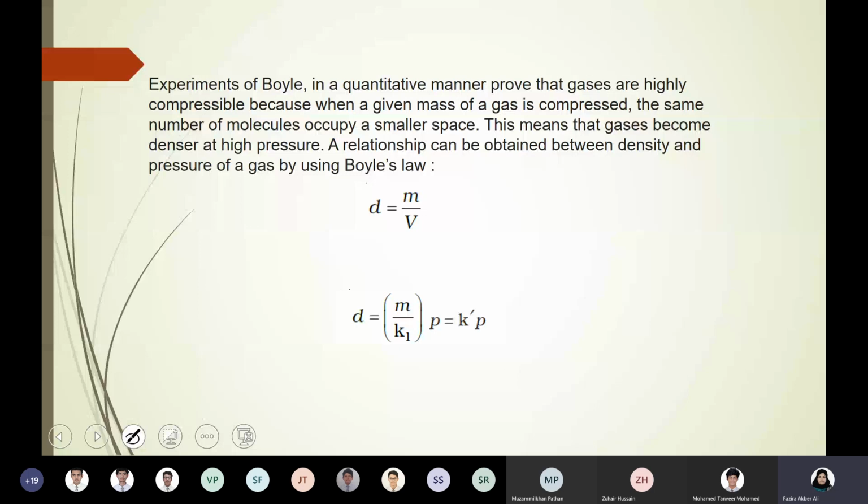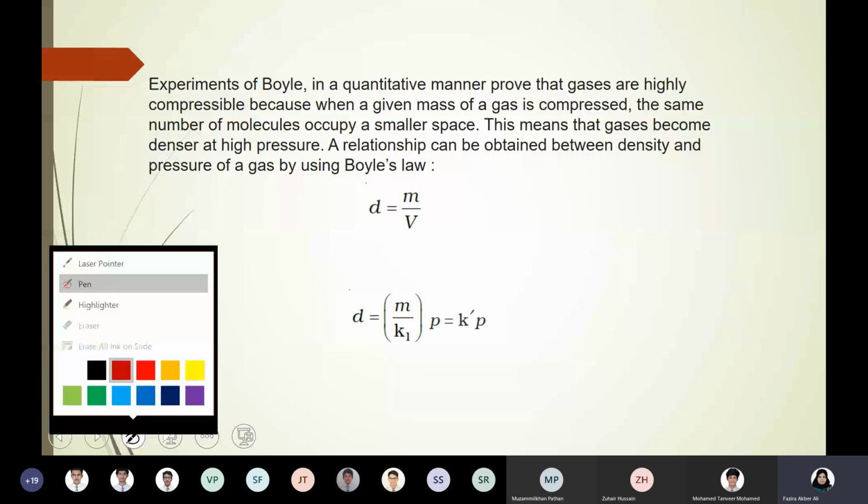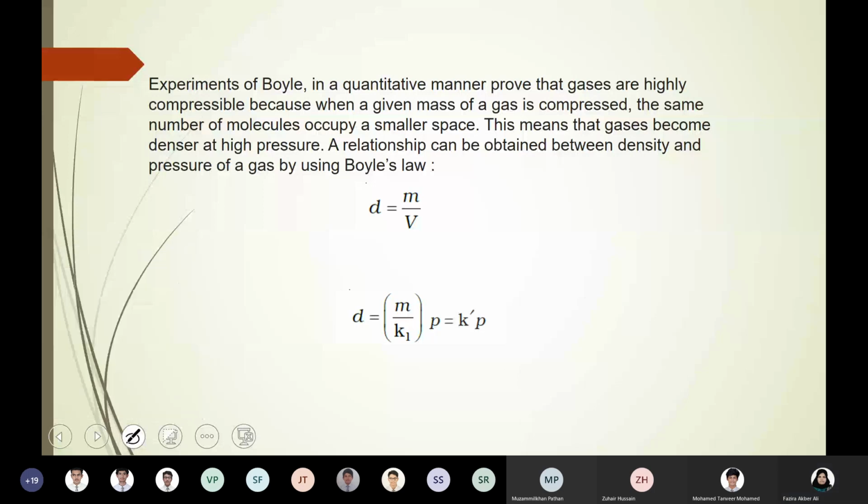A relationship can be derived between the density and the pressure of a gas using Boyle's law. We know that as per Boyle's law, the equation is PV is a constant, or PV is equal to K1. And we know that density is equal to mass by volume.